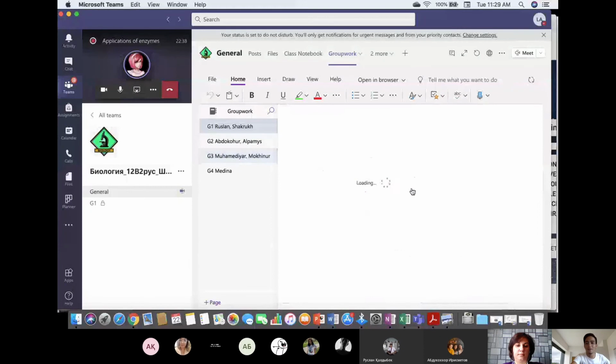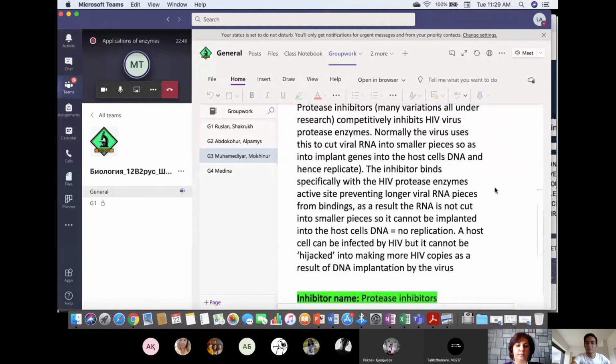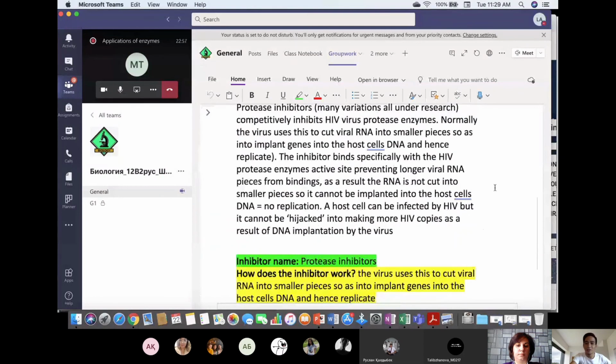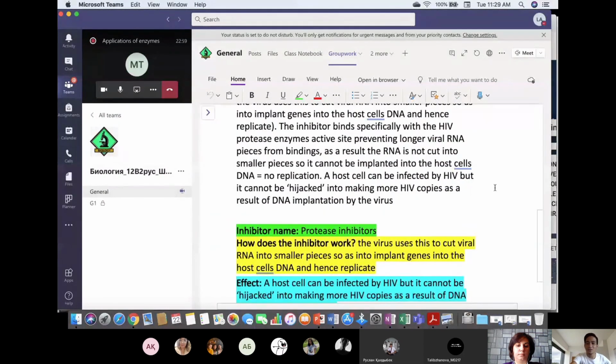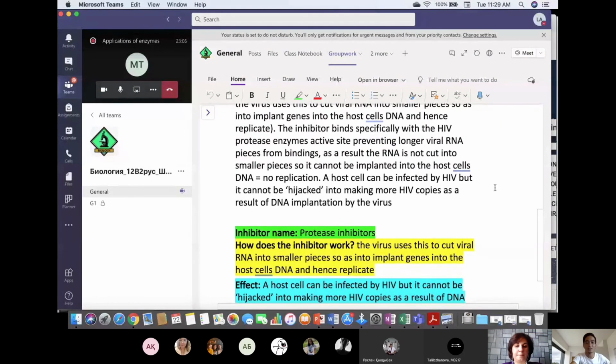Okay, next. Yours is protease inhibitors. So the name of the inhibitor is protease inhibitor. How does the inhibitor work? The virus uses protease to cut viral RNA into smaller pieces, so as to implant genes into the host cell's DNA and hence replicate.